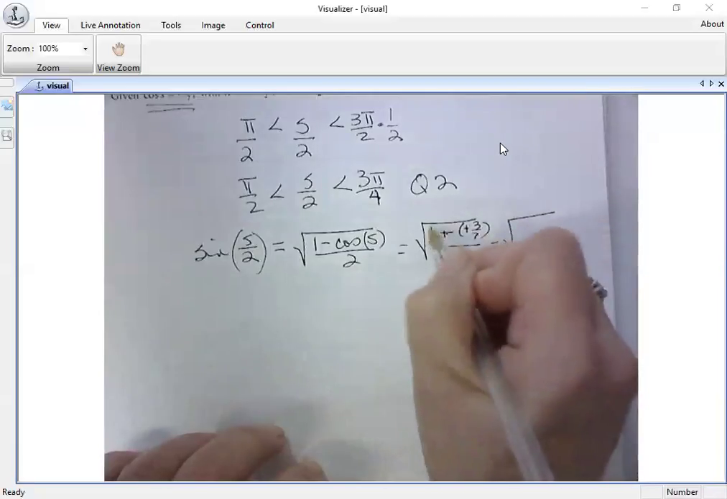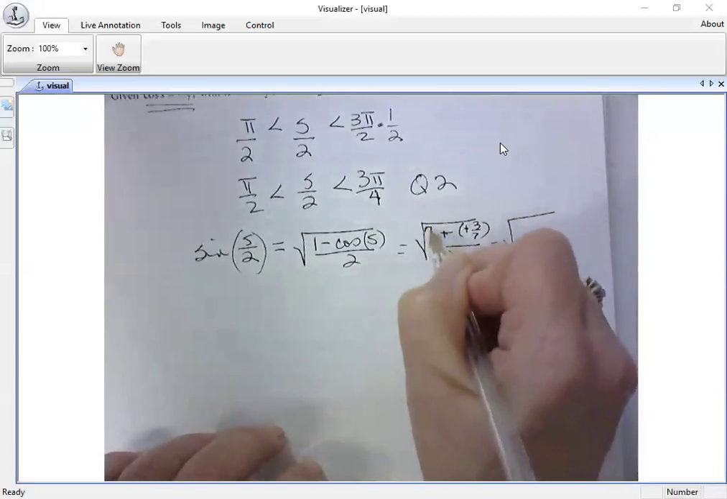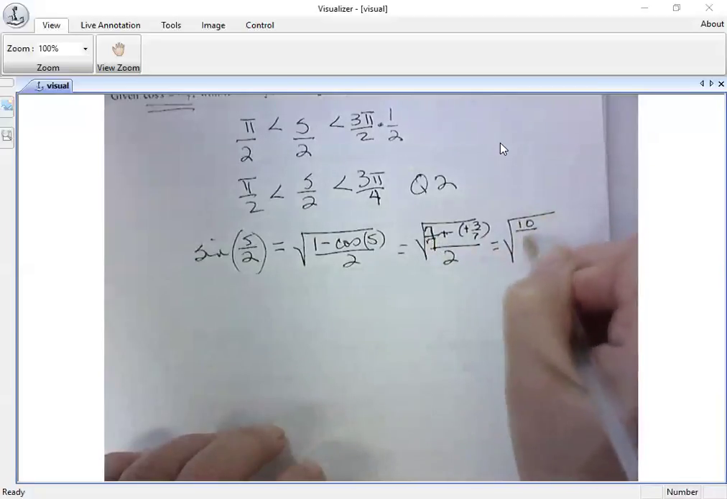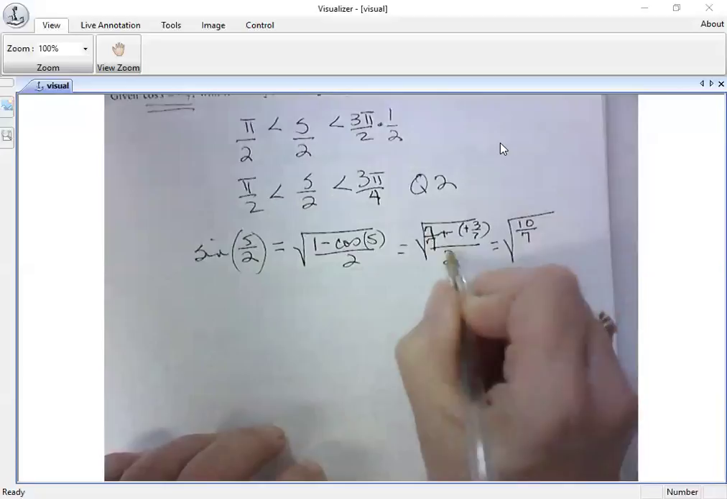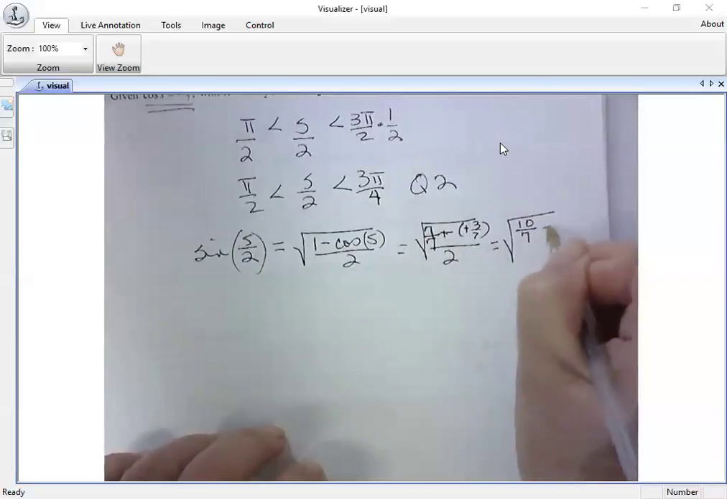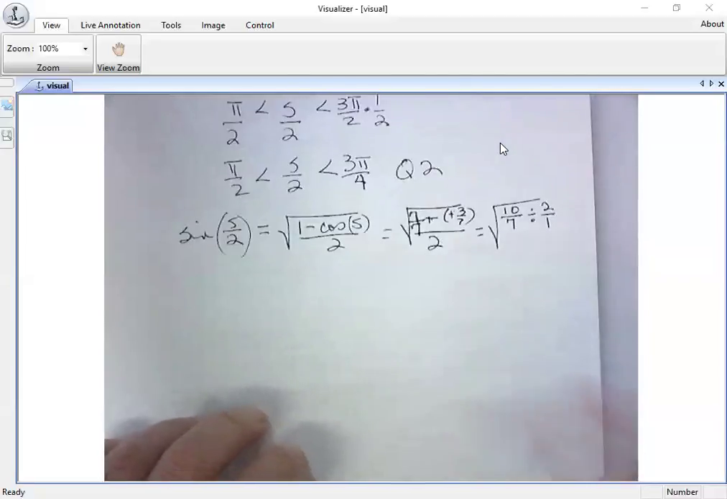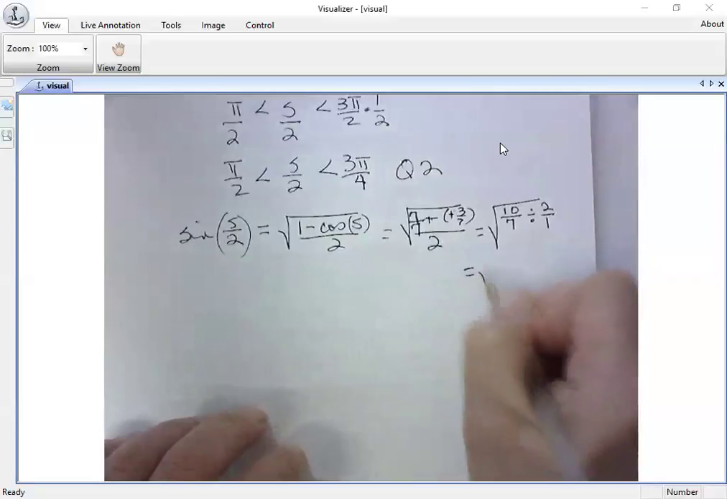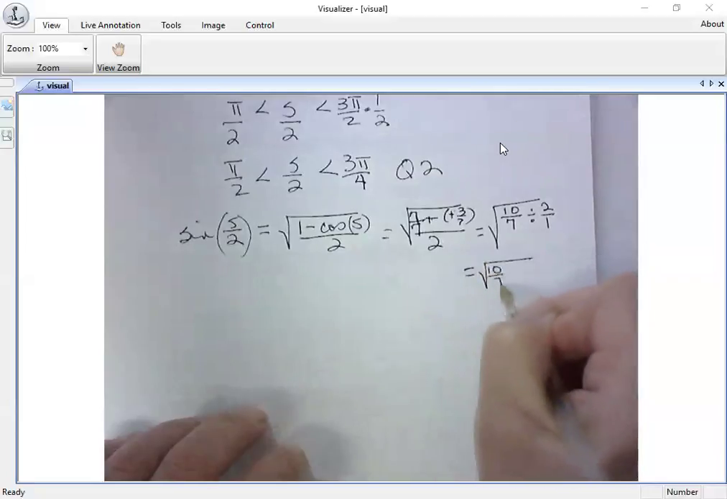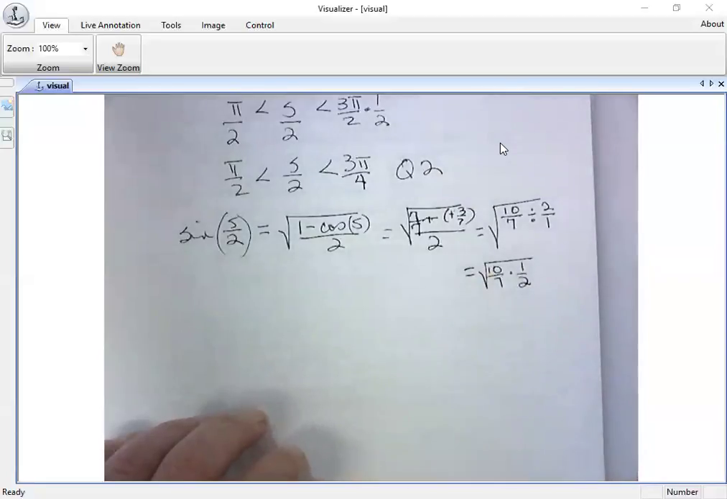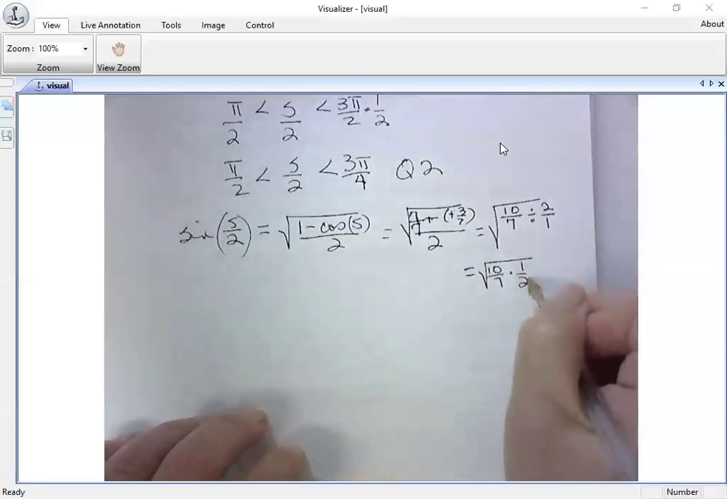I could think of that as 7 over 7, right? So it would turn into the fraction 10 over 7 in the numerator, and this would be divided by 2 over 1. But can I go ahead and change that to multiplying by the reciprocal? Sure. So 10 over 7 times 1 over 2. What happens with the 10 and the 2?